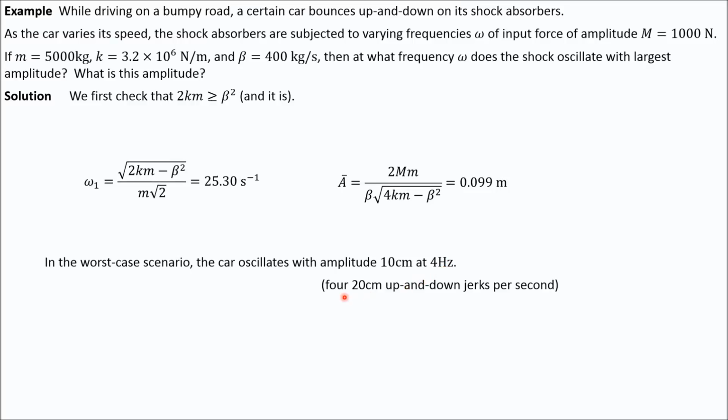So you can expect the car to be jostling up and down on the spring with 20 centimeter jolts 4 times per second, which would probably be catastrophic for the car, if I had to guess. But that's the worst possible oscillation that we can expect the car to experience in this situation.